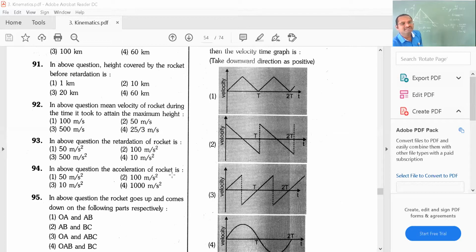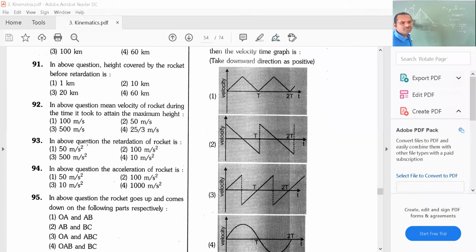500 meter per second is the right answer, option 3. Any doubt in this? For question 92, the average velocity is the sum of the two velocities by 2: initial velocity plus final velocity by 2. Initial velocity is 0 because it starts from 0. Final velocity is 1000, as given.